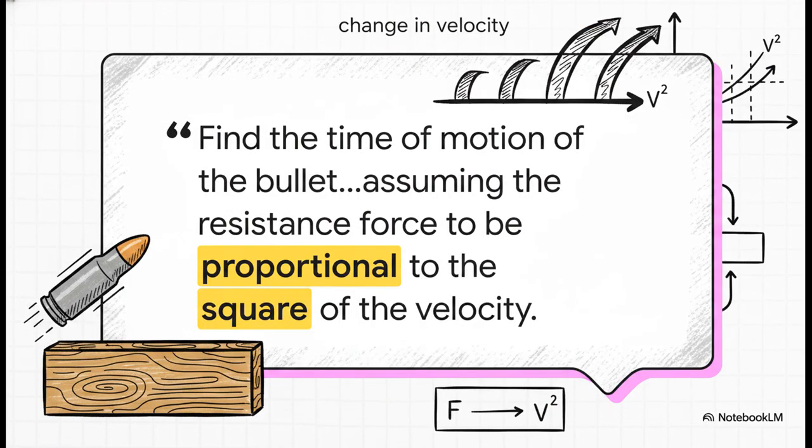All right, so here's the actual problem we're up against. We've got a bullet, it goes through a plank, and it slows down. Seems pretty straightforward, right? But that last little bit, assuming the resistance force to be proportional to the square of the velocity, well, that's the part that changes everything. It's our big clue that the acceleration depends on how fast the bullet is going, which means our usual bag of tricks just won't cut it.